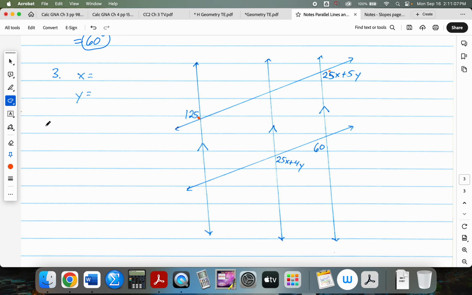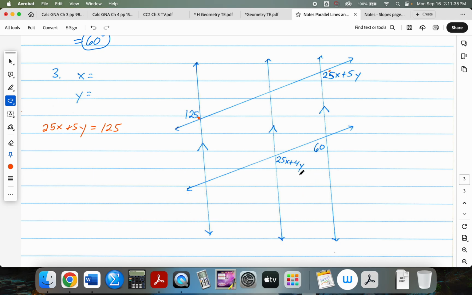So one of my equations is going to be 25x plus 5y is equal to 125. Now, unfortunately, I can't solve that because it's got two different variables in it, both an x and a y. I'm going to need another equation.